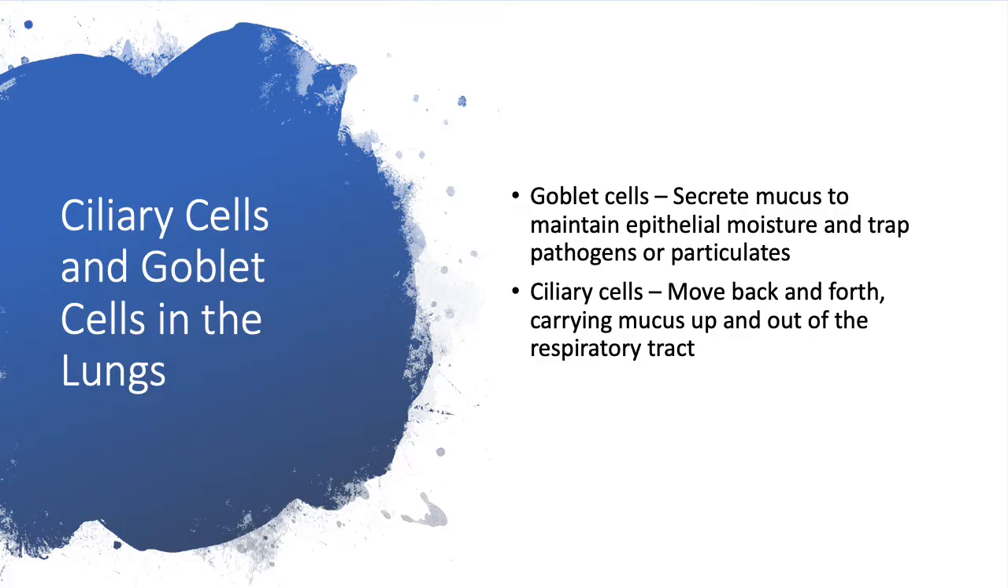So ciliary cells and goblet cells in the lungs. So in the lungs, the goblet cells secrete mucus to maintain epithelial moisture and trap pathogens or particulates. And the ciliary cells in the lungs move back and forth, carrying mucus up and out of the respiratory tract.